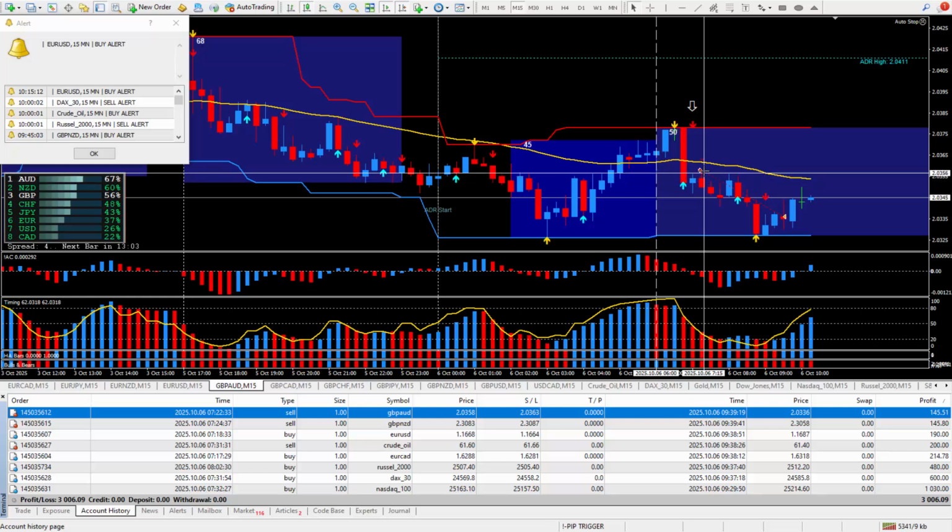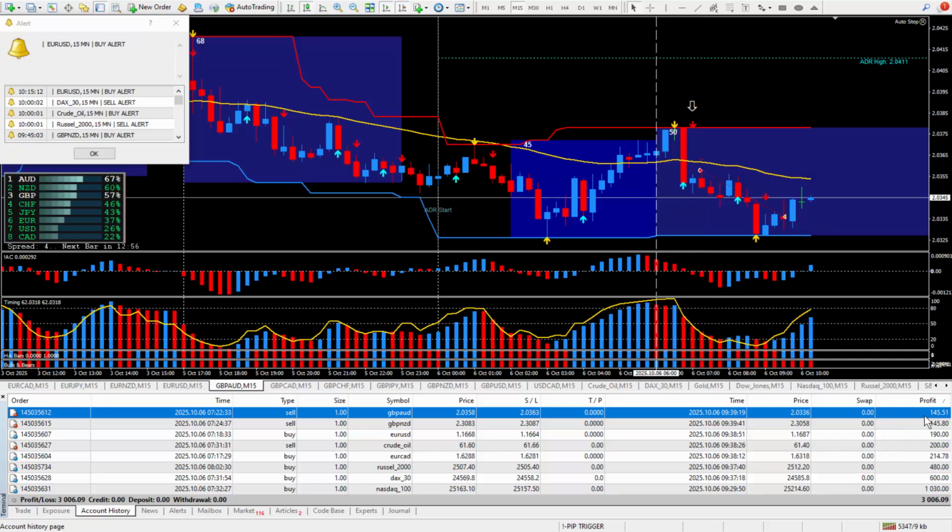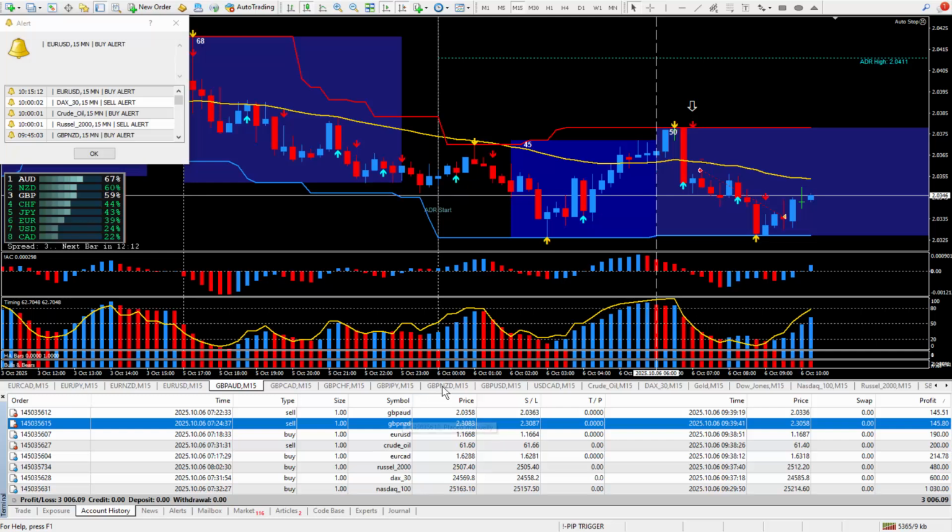So I took the trade at this point, knowing that it's going to go down, and down it went. And that produced 22 pips. And as you can see, that paid out $145. Okay, moving on to the next trade, which is the pound New Zealand.